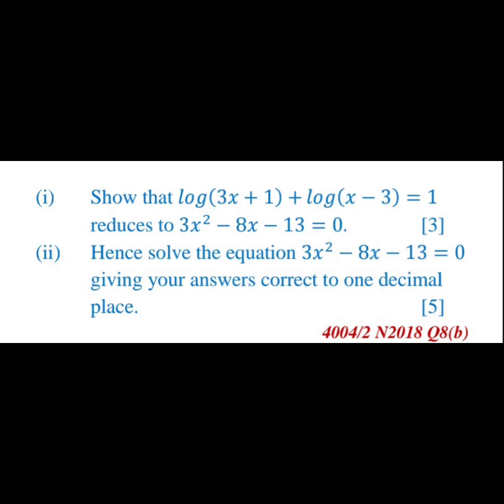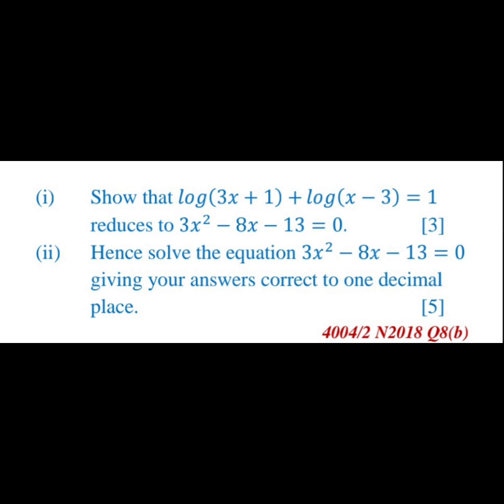And then the next step now is that we want to solve that equation. Part B 2 is saying, hence solve the equation 3x² - 8x - 13 = 0, giving your answers correct to one decimal place.